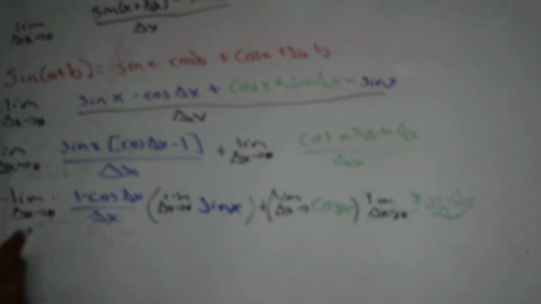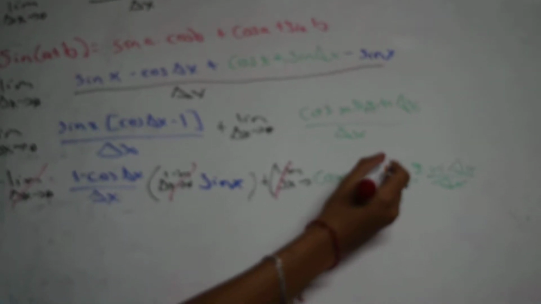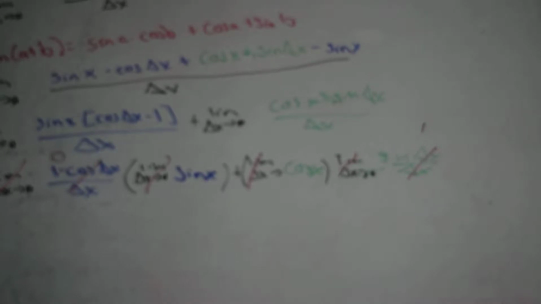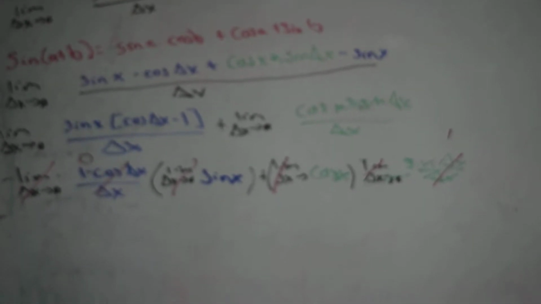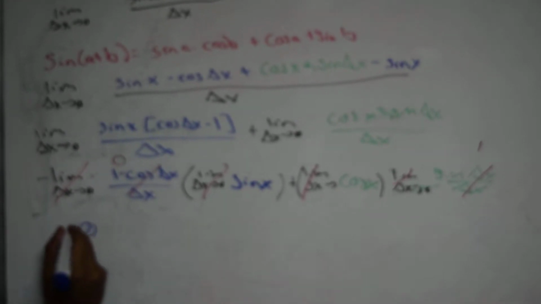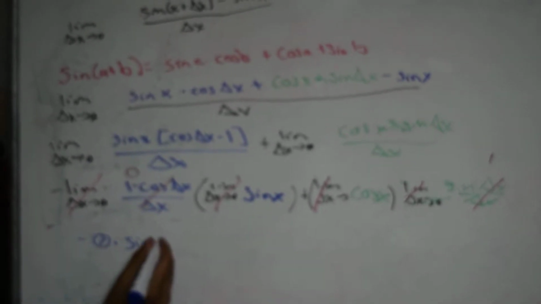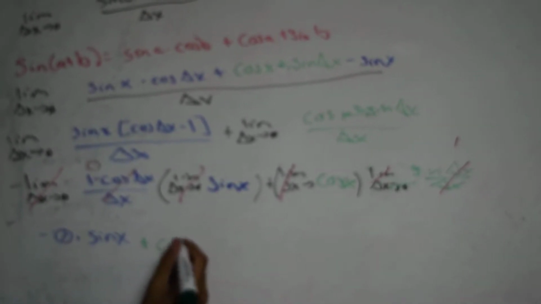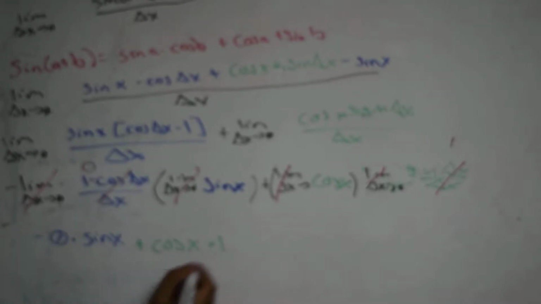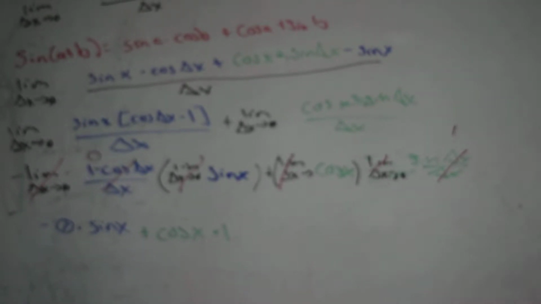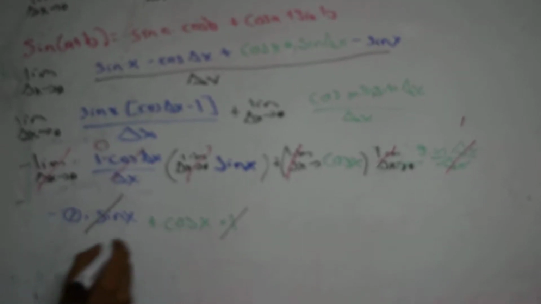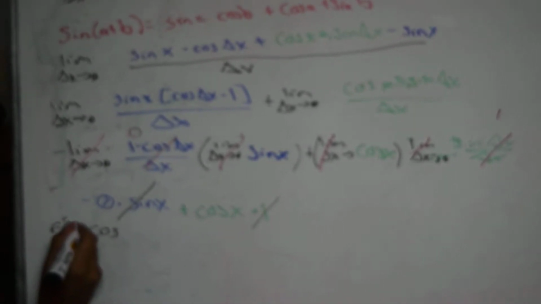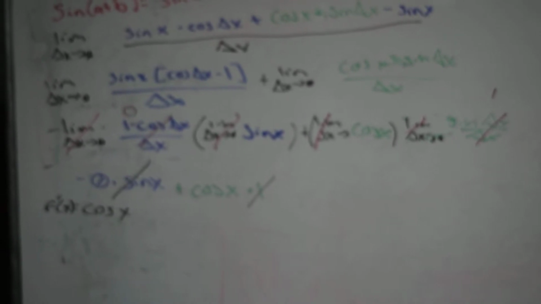Now if we apply the limit, we know that this value will be equal to 0 and this value will be equal to 1. So by making the substitution, we have minus 0 by the sine of x plus the cosine of x multiplied by 1, as any number multiplied by 0 is 0 and any number multiplied by 1 is the same one. We have that the derivative of sin x is the cosine of x.